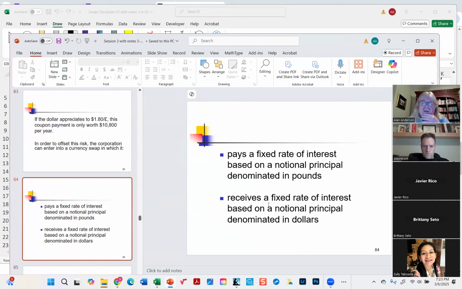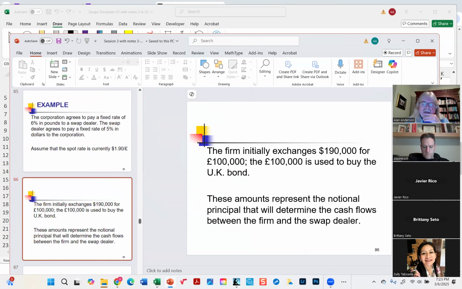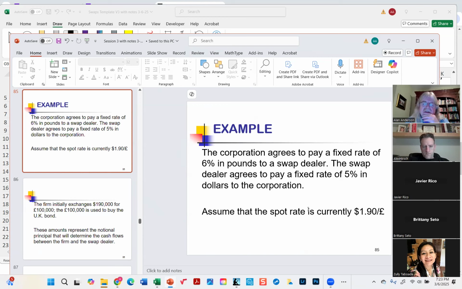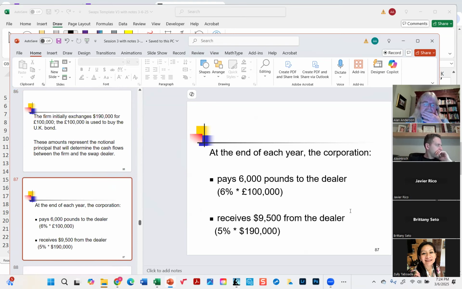So what they're going to do is enter into a swap in which they pay a fixed rate of interest in pounds, but receive in exchange for that a fixed rate of interest based on dollars. So let's just say that it is 6% pounds versus 5% dollars, with a spot exchange rate of $1.90 per pound. So again, we start by paying 190,000 for 100,000 pounds, which means that we can buy the bond. And then, because we're collecting a 6,000 pound coupon, we trade it to the dealer for $9,500. 6 for 5.